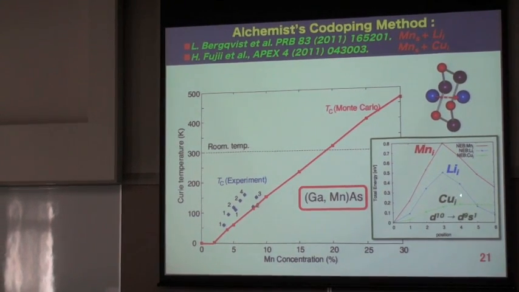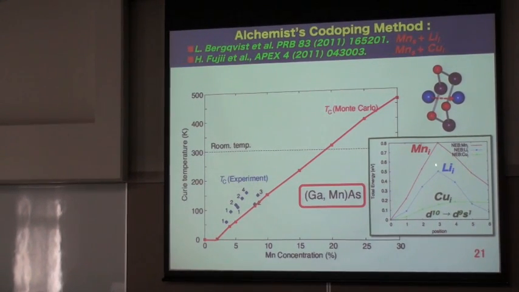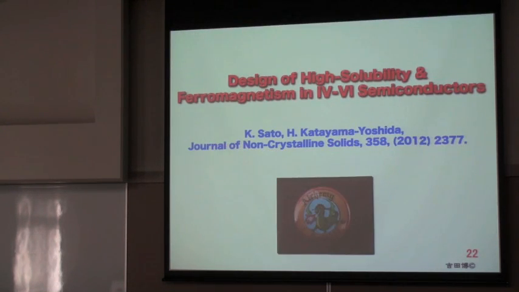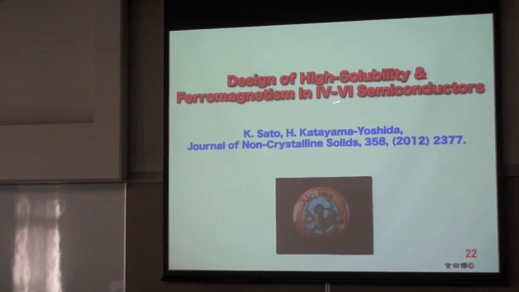Compared to lithium, copper is very heavy, but still you see a very, very low migration barrier. In silicon, this is famous. When people changed the wiring from aluminum to copper, copper migrated very fast. So we need copper gettering in order to fix copper interstitials, because copper diffuses very, very fast in the case of semiconductors. That's the reason. So another possibility is design of high solubility ferromagnetic IV-VI semiconductors.